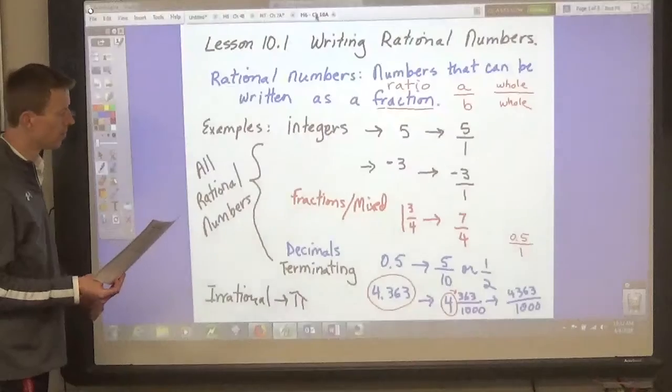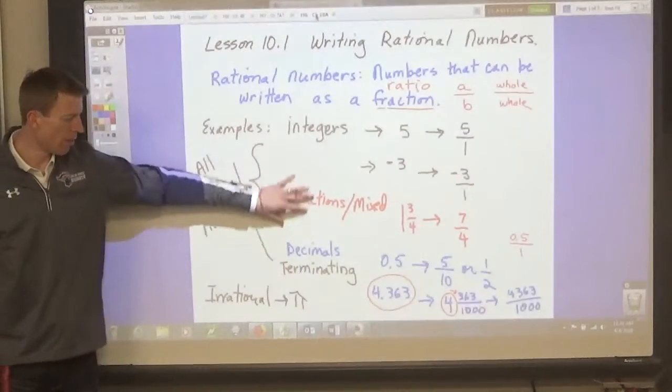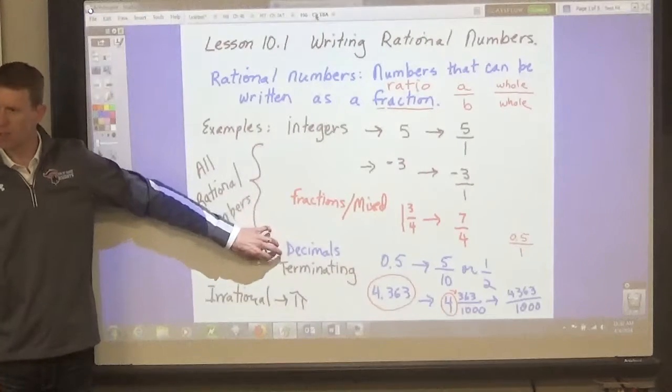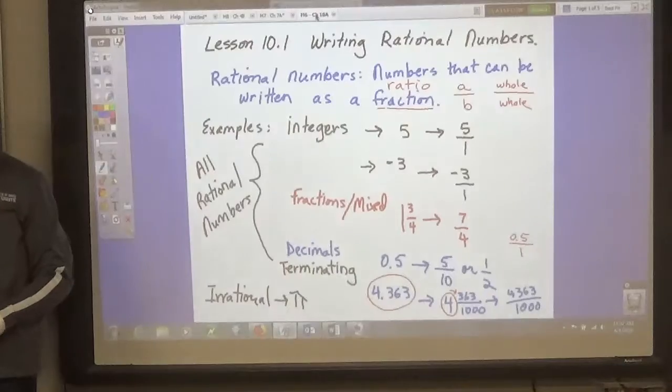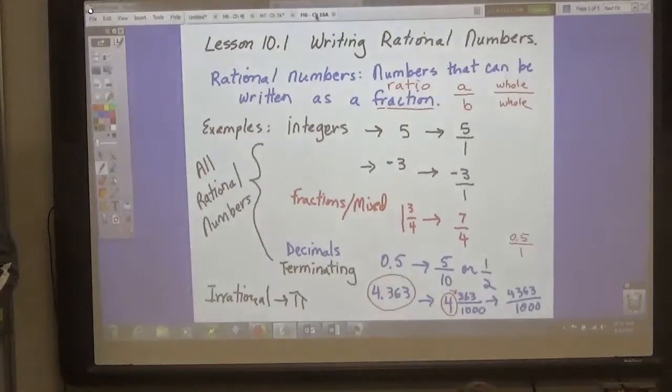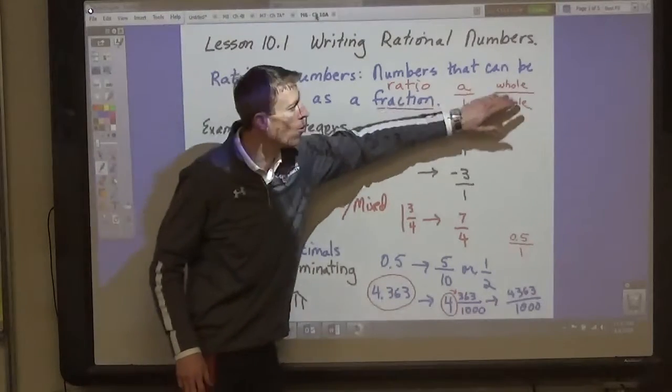Oh, I'm sorry, before we go on, if these are all rational numbers, that means there must be some that are irrational numbers. What are irrational numbers? Tyler? The opposite of rational numbers. So numbers that you cannot write as fractions with a whole number over a whole number.